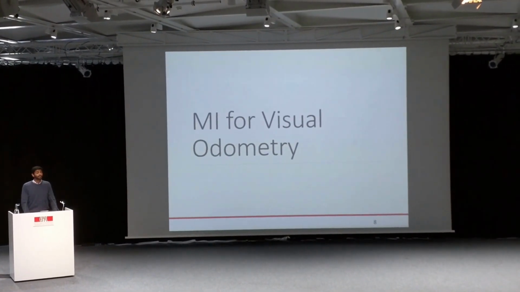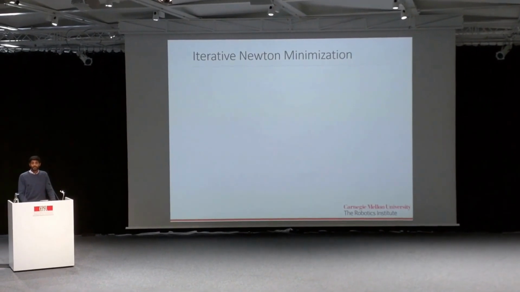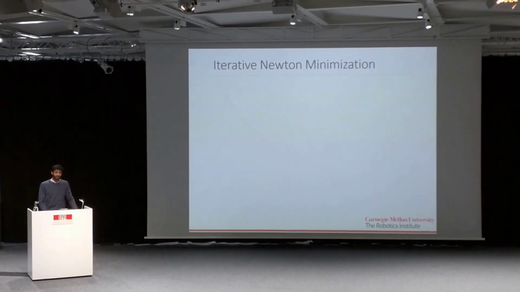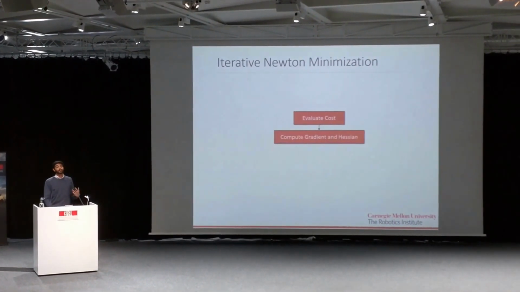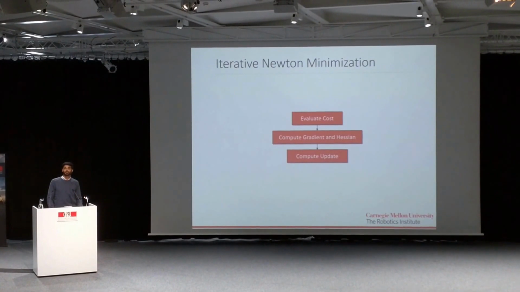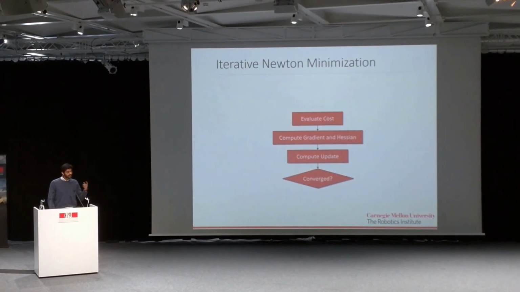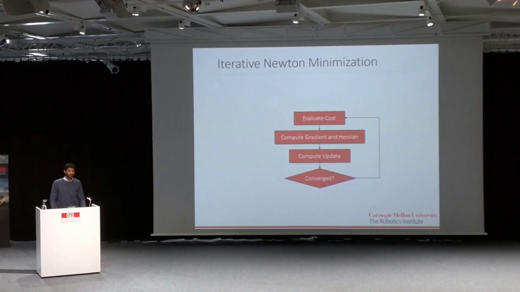So how do we apply this for visual odometry? First, a quick reminder of how iterative Newton minimization works for visual odometry. Given a particular cost function, you evaluate the cost, you then compute the Jacobian and the Hessian, you compute the update given the Hessian and the residuals, and then you repeat this for a particular pyramid level until you reach some convergence criteria.